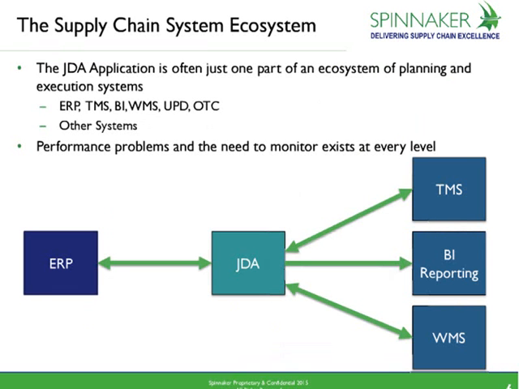Beyond just the JDA application and its ability to scale in its technology stack, JDA is normally just one part of a supply chain system. Here I'm showing JDA connecting to an ERP system, transport management, a reporting system, and warehouse management. These connections are more than just data processing. They have to be in sync: transformation, timing.